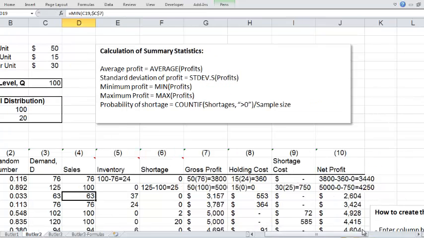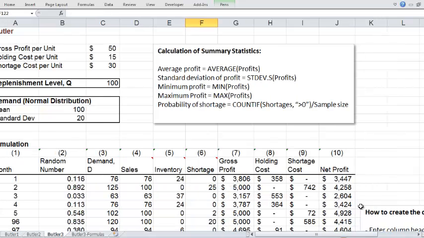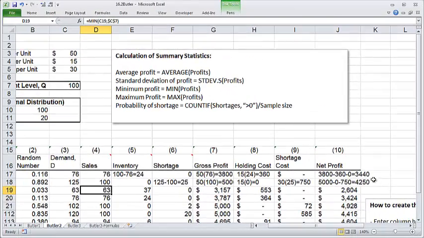So here, by manual calculation, we got 3440 and 4250. Now, in the next sheet, we could see the results from the Excel calculation. So here, we have 3447 and 4258. You could see the numbers are slightly different from the ones obtained by manual calculation. That's because of the round-off errors.